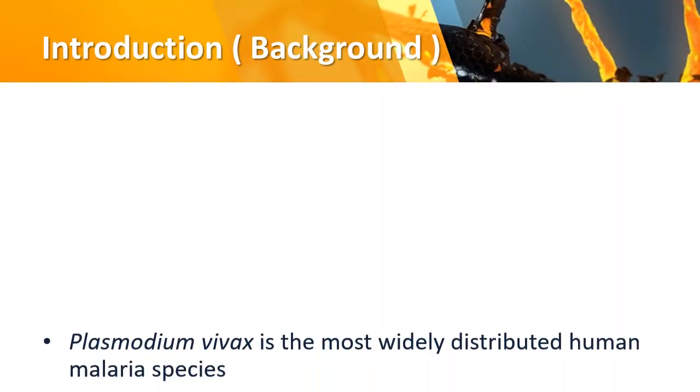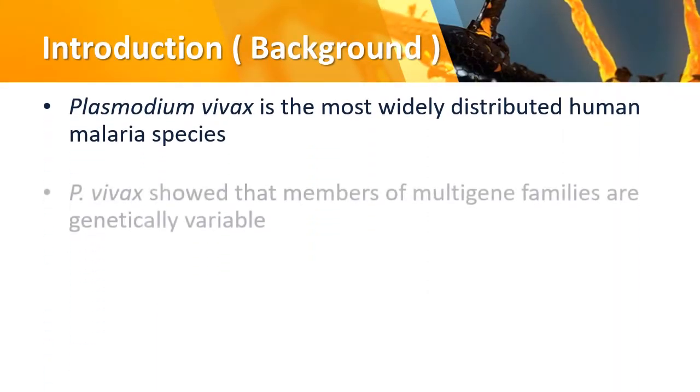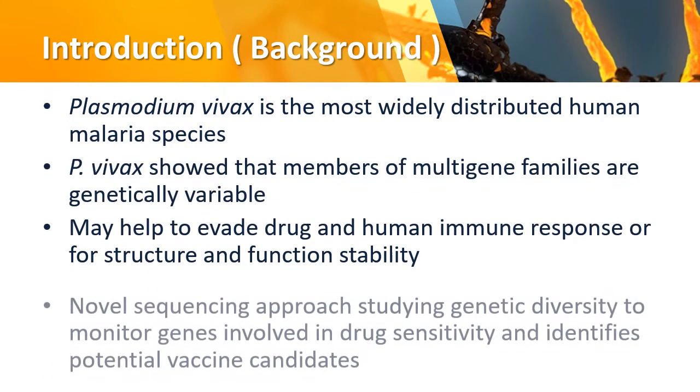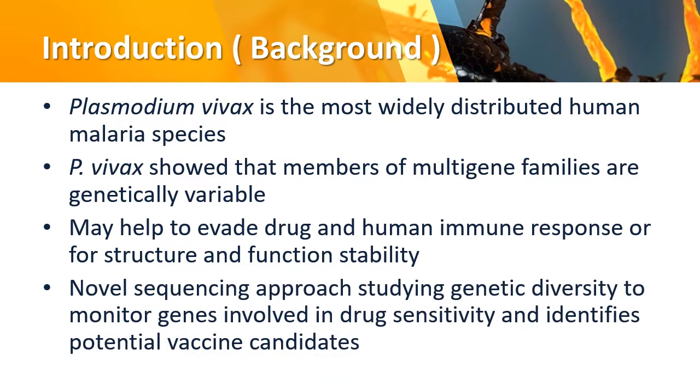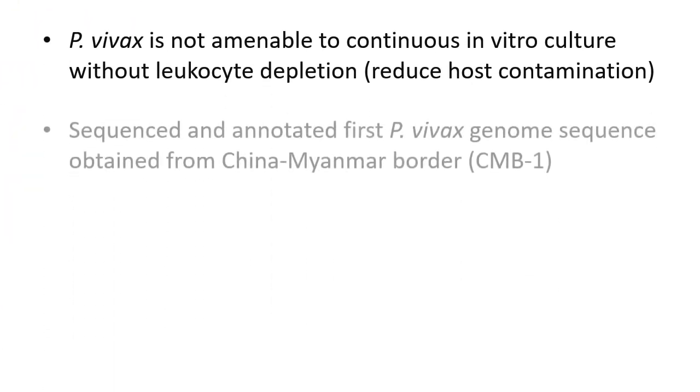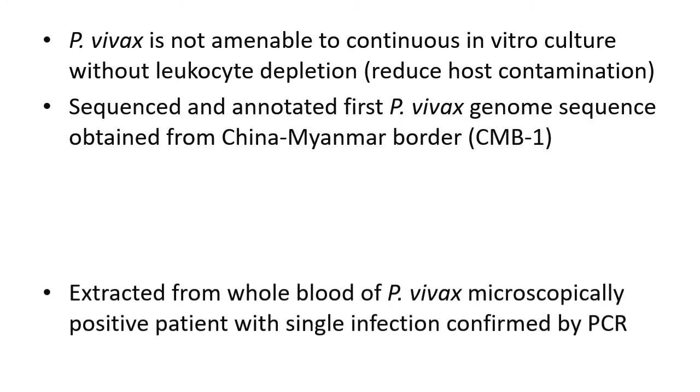The introduction of the journal informs us about the background of Plasmodium vivax. Plasmodium vivax being the widespread malaria species, by studying the parasite, the researchers found that members of the multi-gene families are genetically variable. The genetic variability may be the cause of the drug and human immune response evasion. Plasmodium vivax is not amenable to in vitro culture with leukocyte depletion.